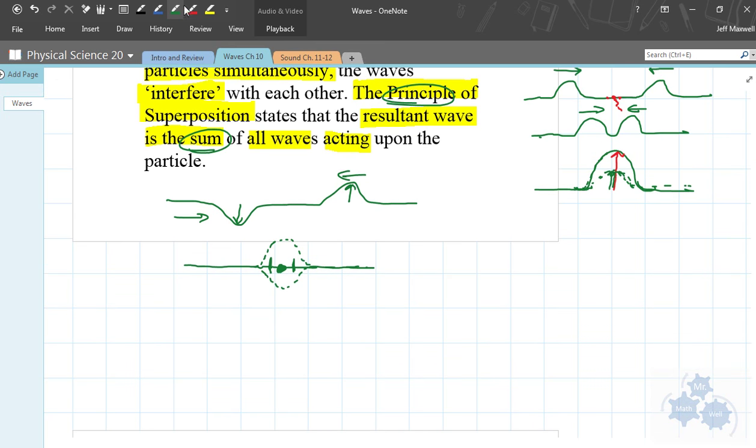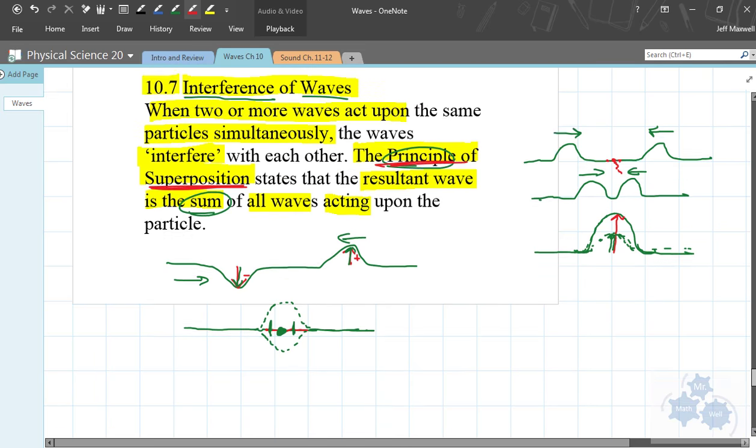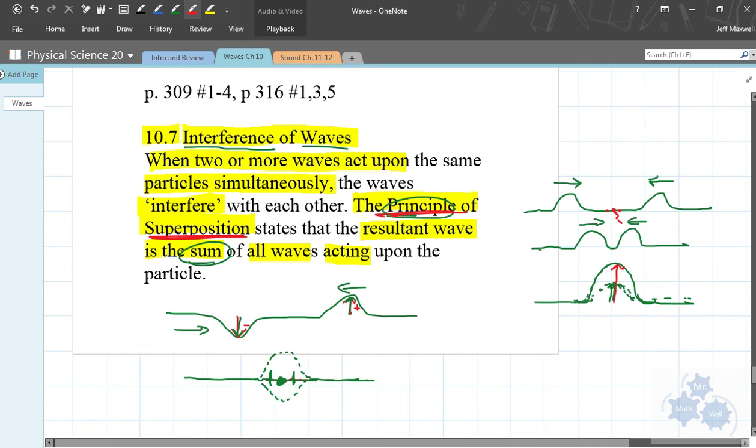So when I talk about sum, let's say this has a negative amplitude here, and this has the same positive amplitude, then they would add together to equal 0. And that's what we mean by sum. Okay? That's the principle of superposition. Question on that?